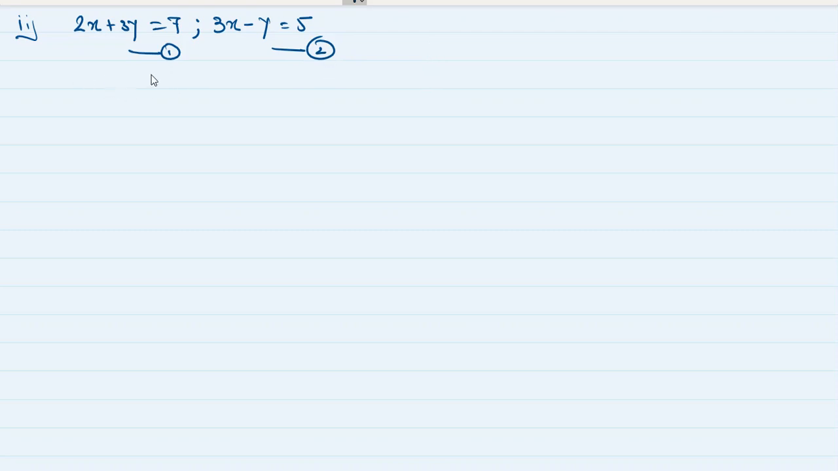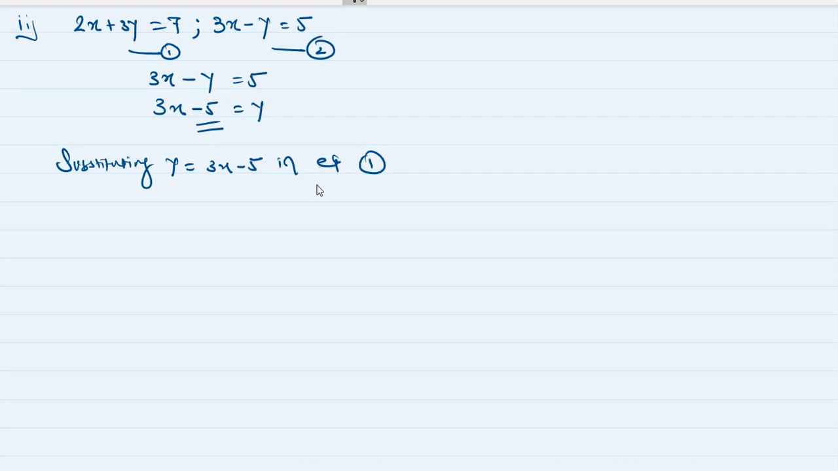So let's write equation number 2, that is 3x minus y is equal to 5, which can be written as 3x minus 5 is equal to y. So we got the value of y as 3x minus 5. Now what? Substituting y is equal to 3x minus 5 in equation 1, what will we get?